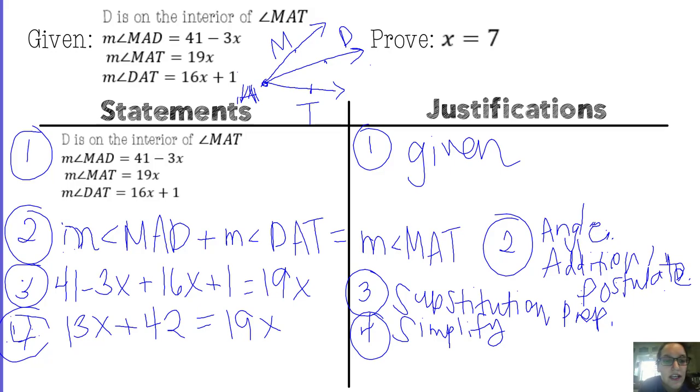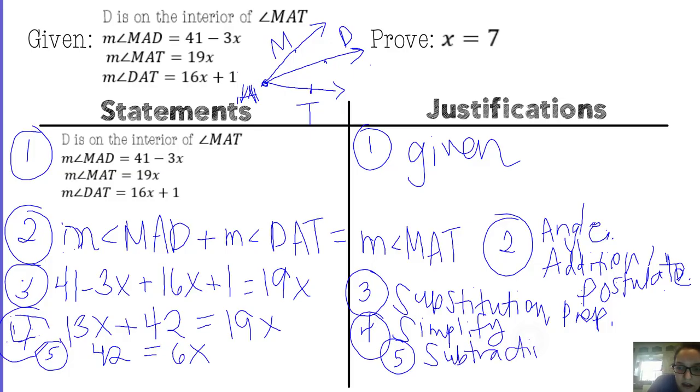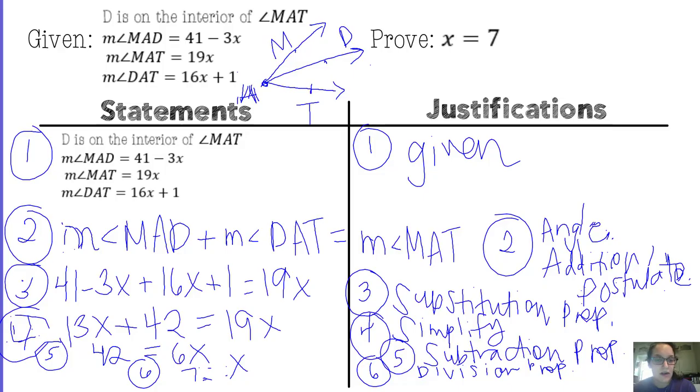Now I want to get all my x's on one side, so I'm going to subtract over the 13x. So that will give me 42 equals 19x minus 13x is 6x. So that's the subtraction property. Then I want to divide by 6 on both sides to get the x by itself. So I'm going to divide by 6 to get 7 equals x. And that, when I'm dividing on both sides, that's the division property. Sorry, it's getting a little squished in here. That's the division property, 7 equals x.